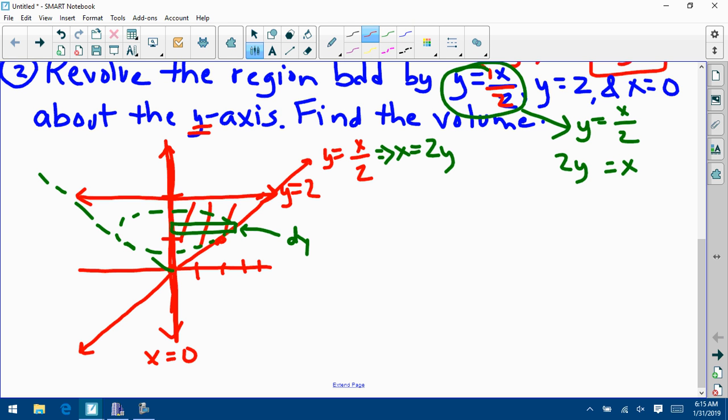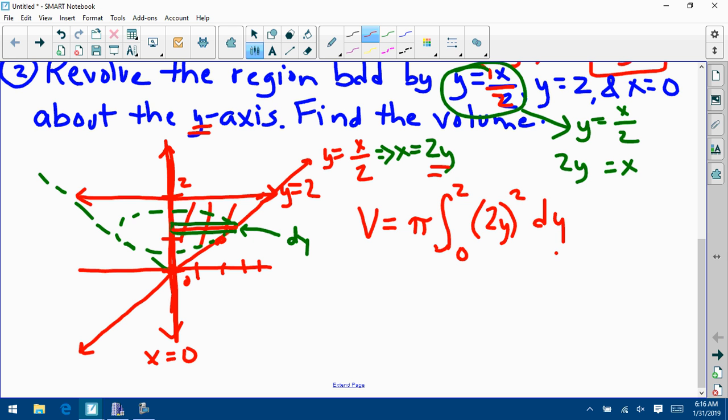Okay, now I think we're ready to make our equation. So it's a disk, so volume is going to equal pi r squared h. So pi times the integral from what to what? It's y values, so this region is bounded by 0 to 2, of r squared, so the radius of this disk would be whatever 2y is, so it's going to be 2y squared and dy.